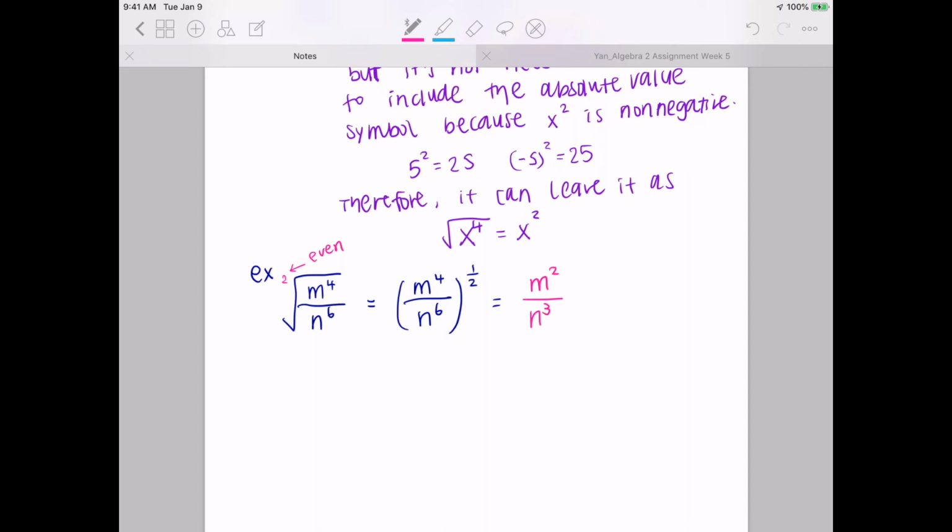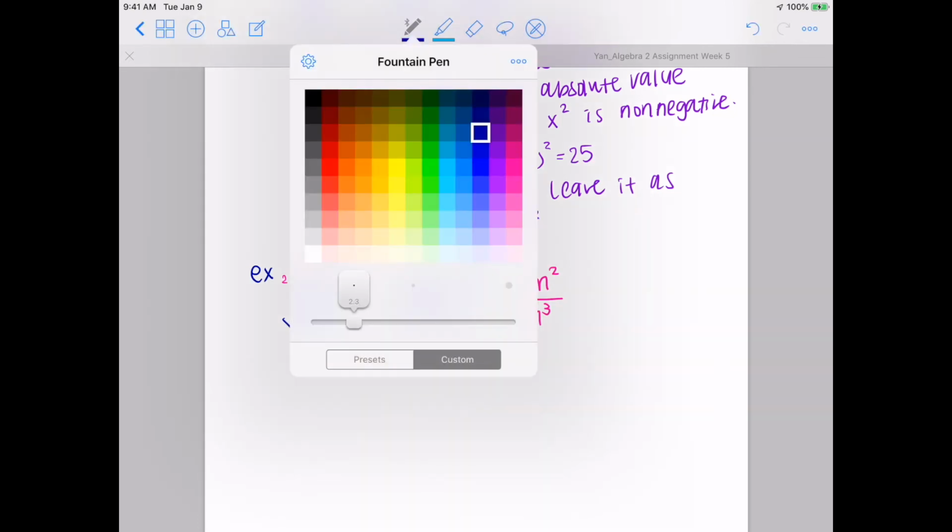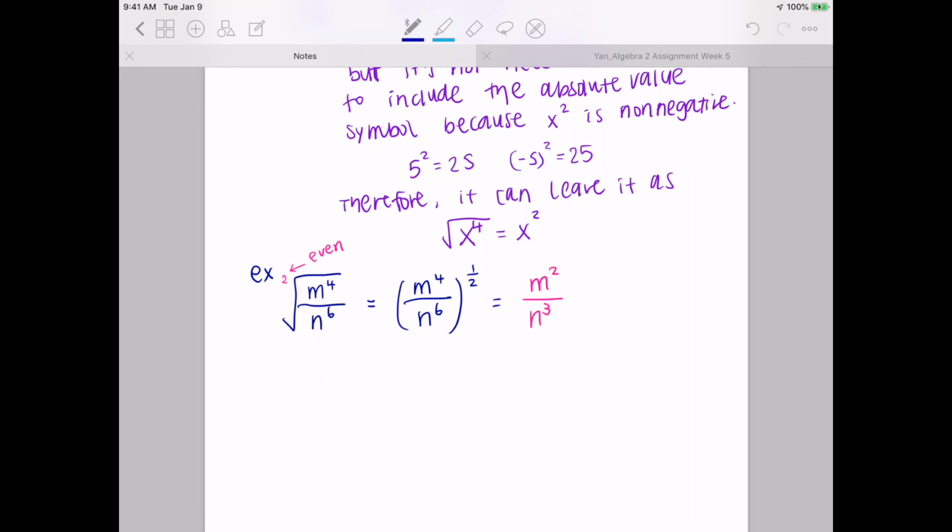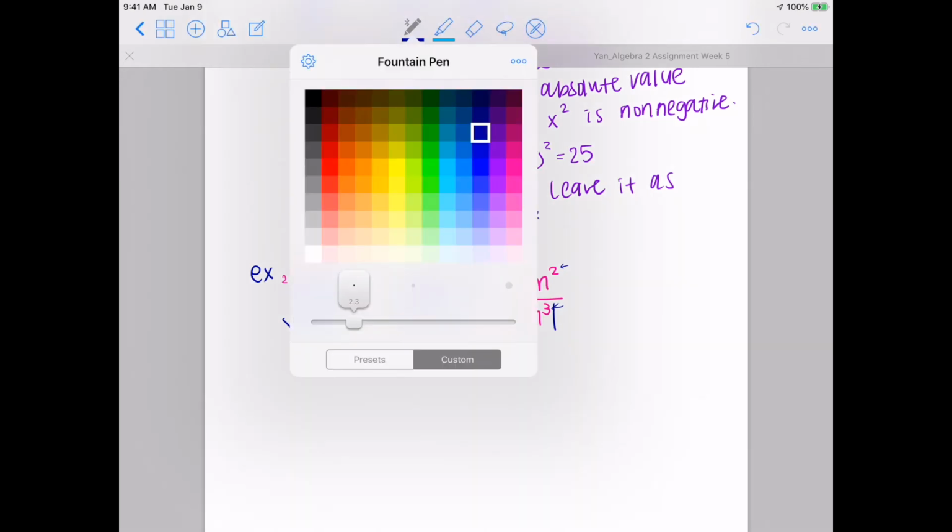So which one doesn't have an even exponent? Those are the ones that we're definitely going to put absolute value bars on. So it's the bottom one, because this is even and that's odd. Okay, let's do another one.